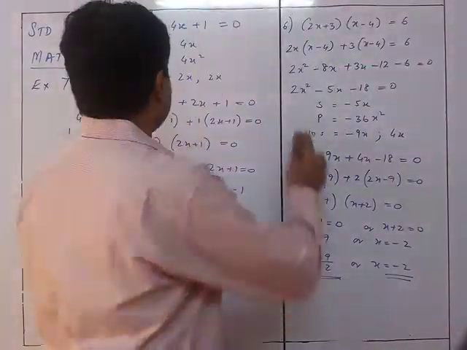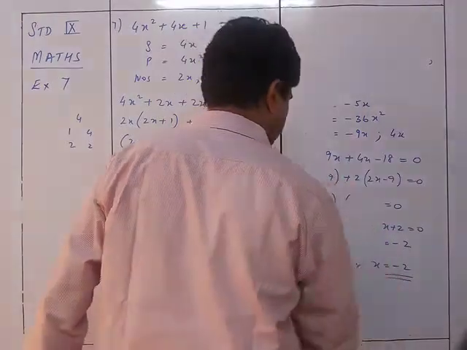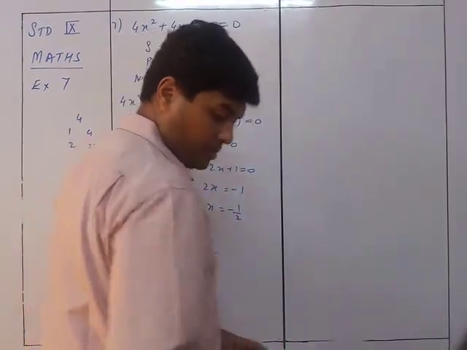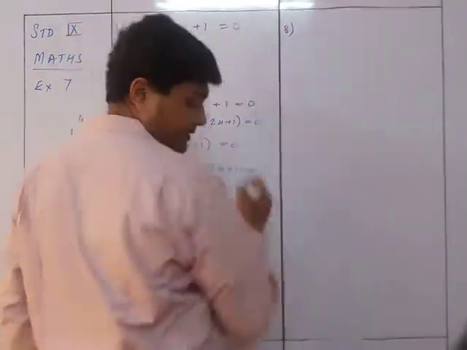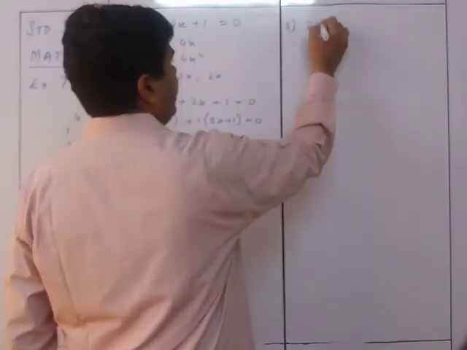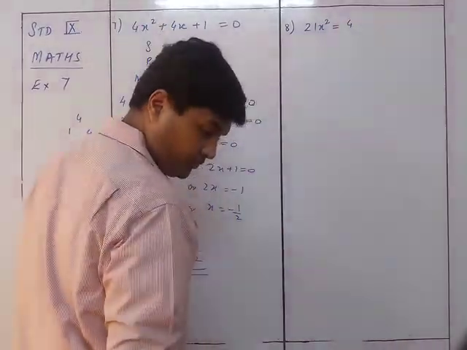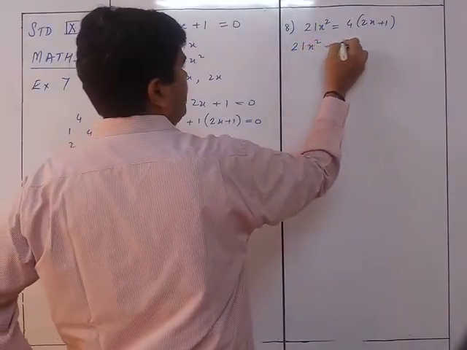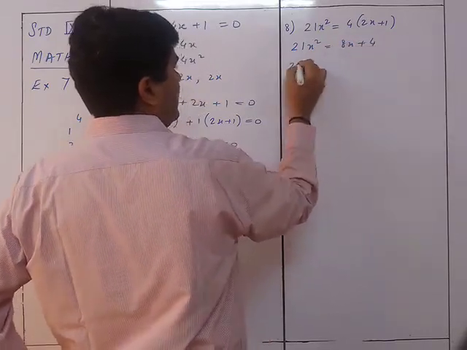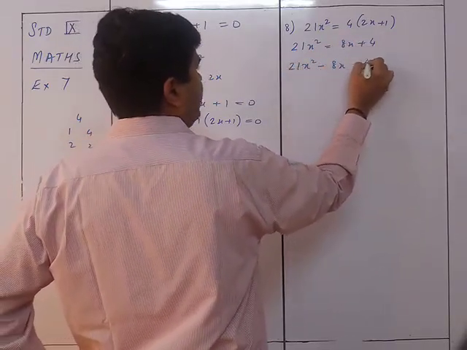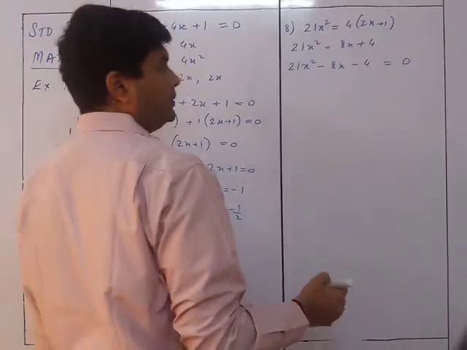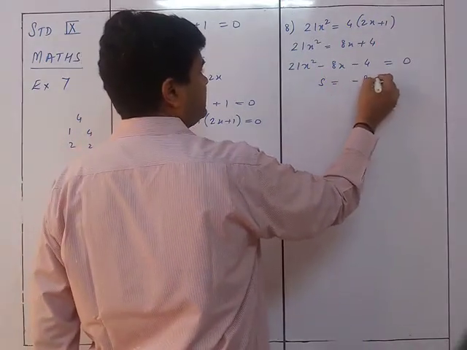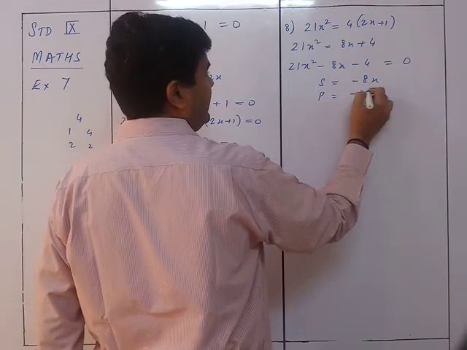We move on to sum number 8. Sum number 8 is 21x² = 4(2x + 1). So that gives me 21x² = 8x + 4. So 21x² − 8x − 4 = 0. So I get over here the sum to be −8x and the product to be −84x².